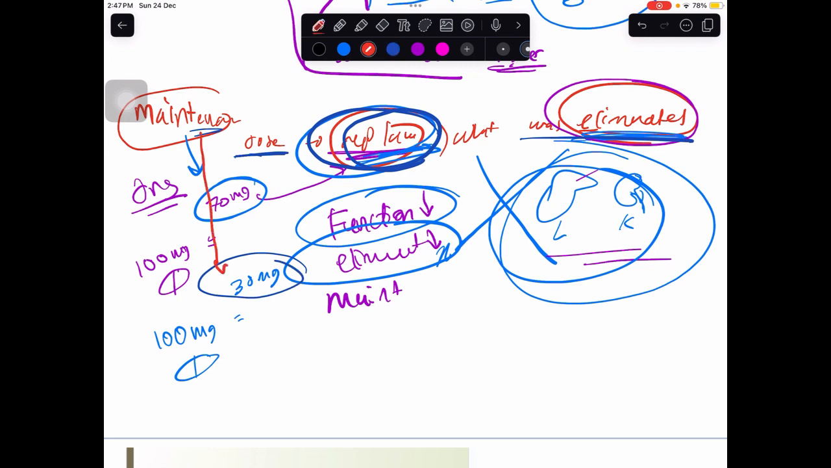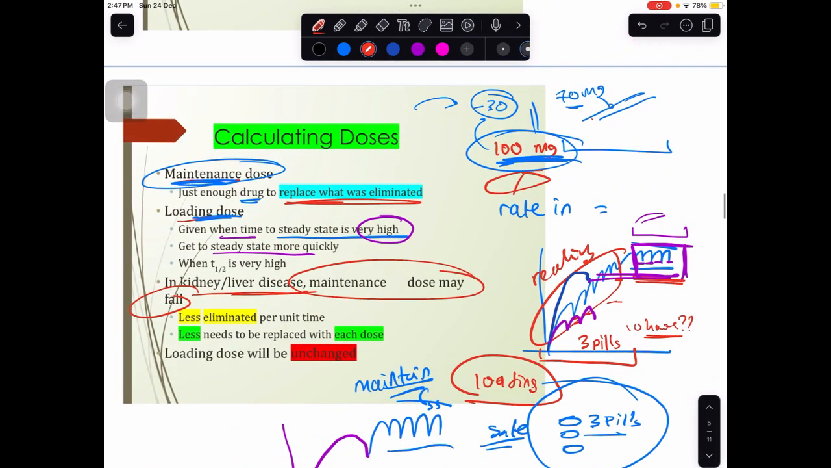So what is the maintenance? It's 30. So is the maintenance decreasing or increasing? It's decreasing. It's pretty simple. It's really that simple. If you understand, the maintenance dose is what? It's how much is required to replace what was eliminated.